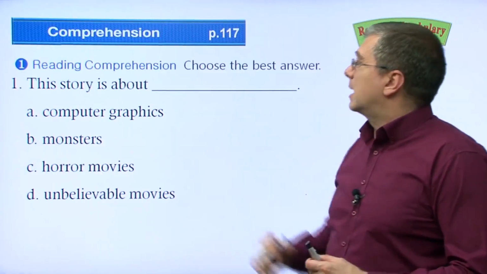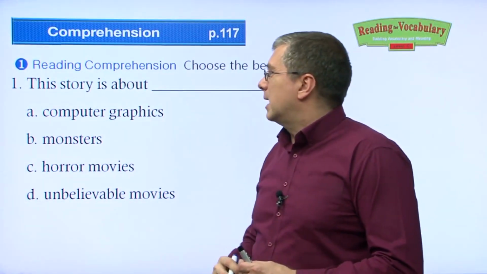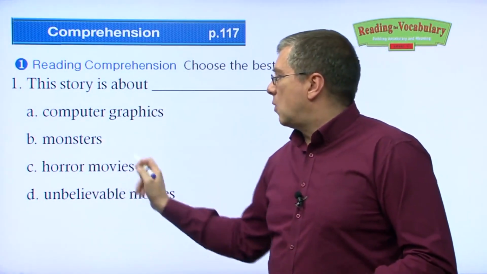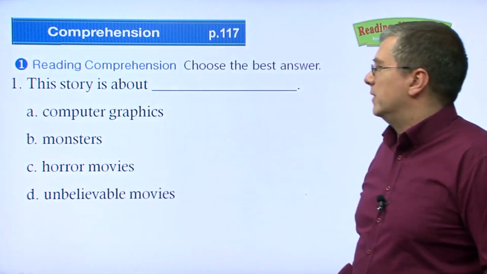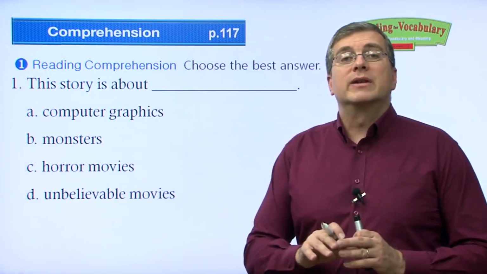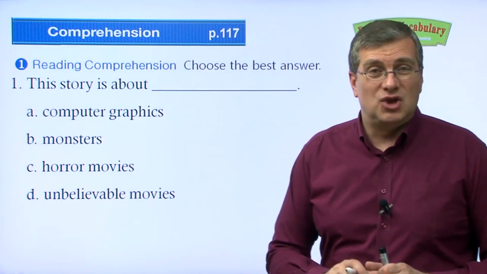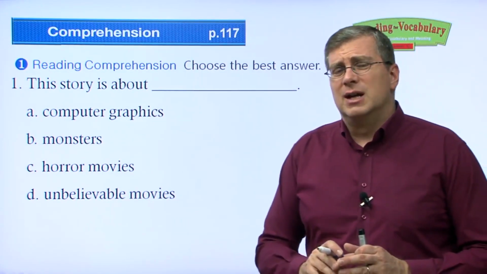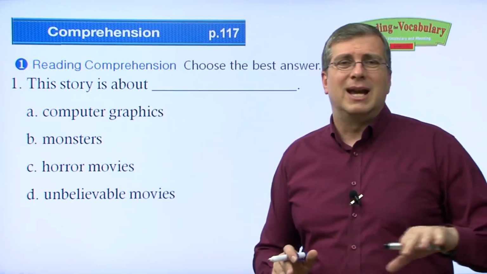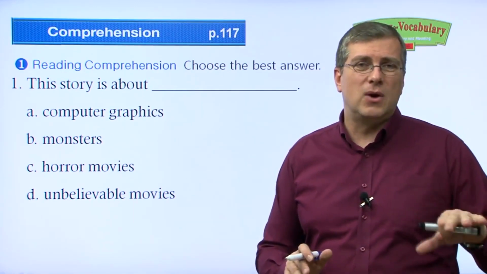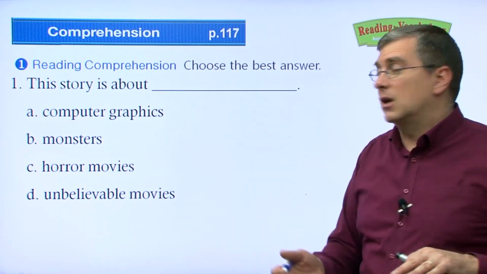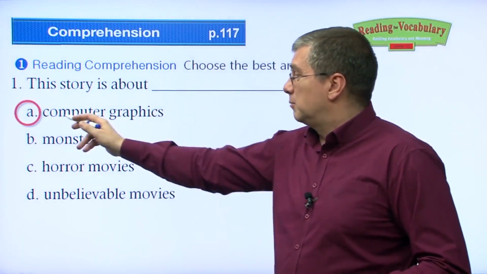Okay, let's go over the reading comprehension here. Question number 1 again: this story is about what? A, computer graphics, B, monsters, C, horror movies, D, unbelievable movies. Of course, this reading passage was about how computer graphics have changed movies, from the old movies that were unbelievable and audiences got bored because they could see the things were phony, to now, when we have computer graphics and can make very interesting and exciting and scary movies. So this story is about computer graphics.